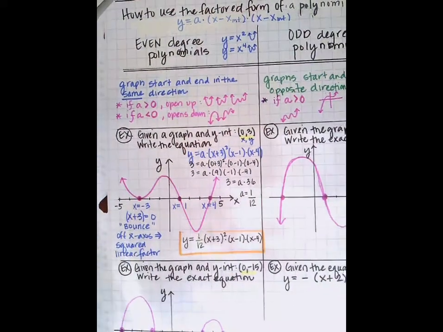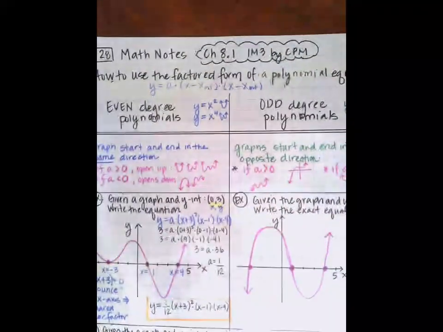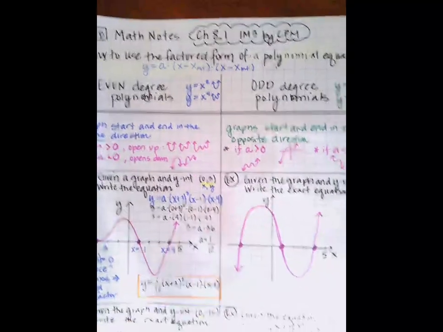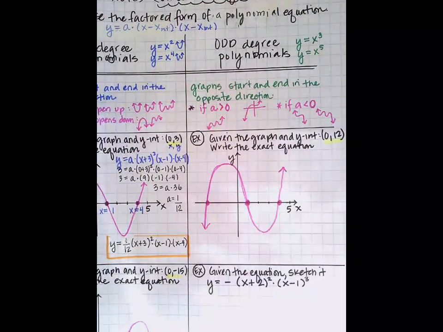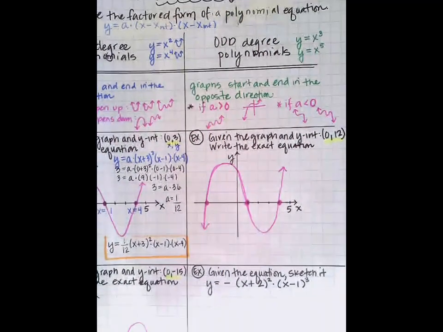Hello, this begins the second video that supports the math notes for Chapter 8 of Integrated Math 3 for CPM, where we are learning to look at graphs as well as factored form equations of polynomials, to be able to move back and forth between writing an equation given a graph, or given a graph, write the polynomial equation. So we use x-intercepts as the best clues to be able to write the equation.